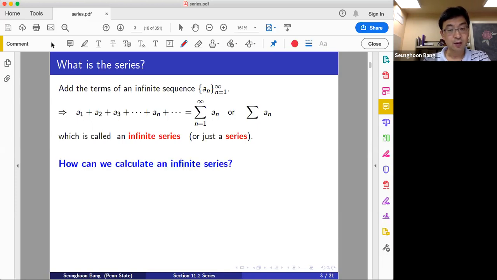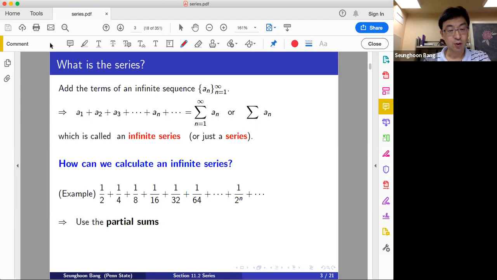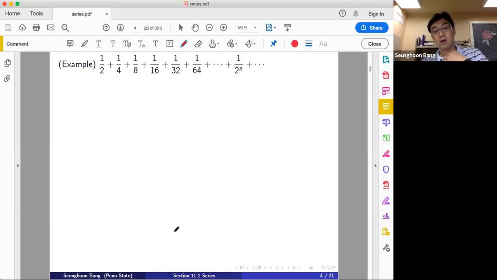How can you calculate an infinite series? So this is an example: 1 over 2 plus 1 over 4 plus 1 over 8 plus 1 over 16 plus 1 over 32, and so on. How can you calculate it? Use the partial sums and the concept of a limit. The partial sum is S_n, the summation from i equal to 1 to n of a_i. Take the limit of S_n. That's the whole idea.